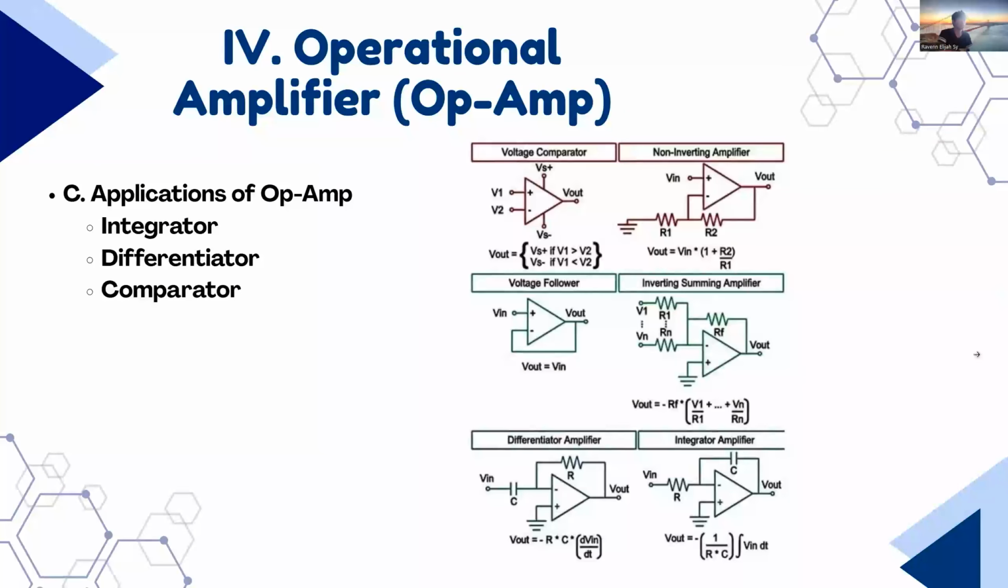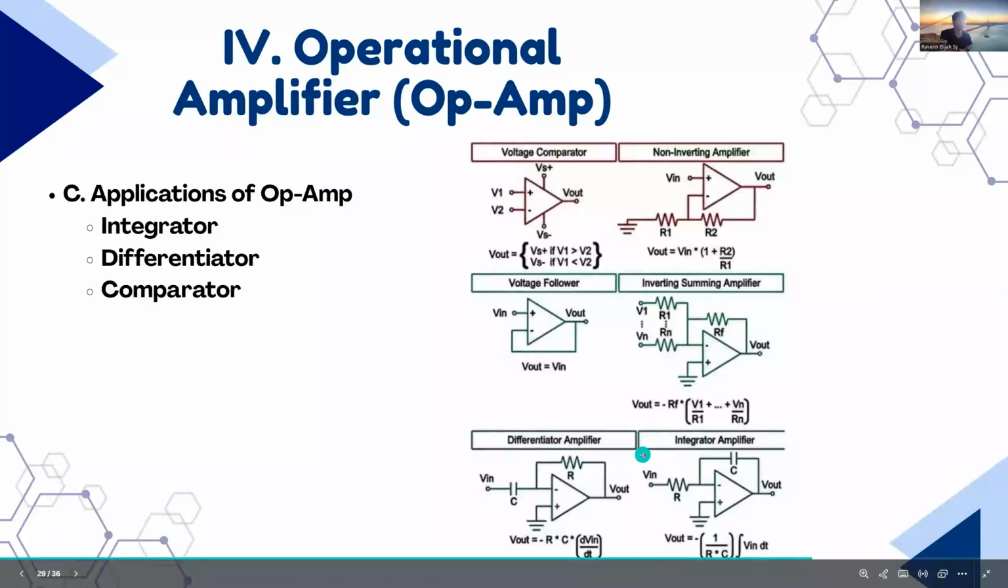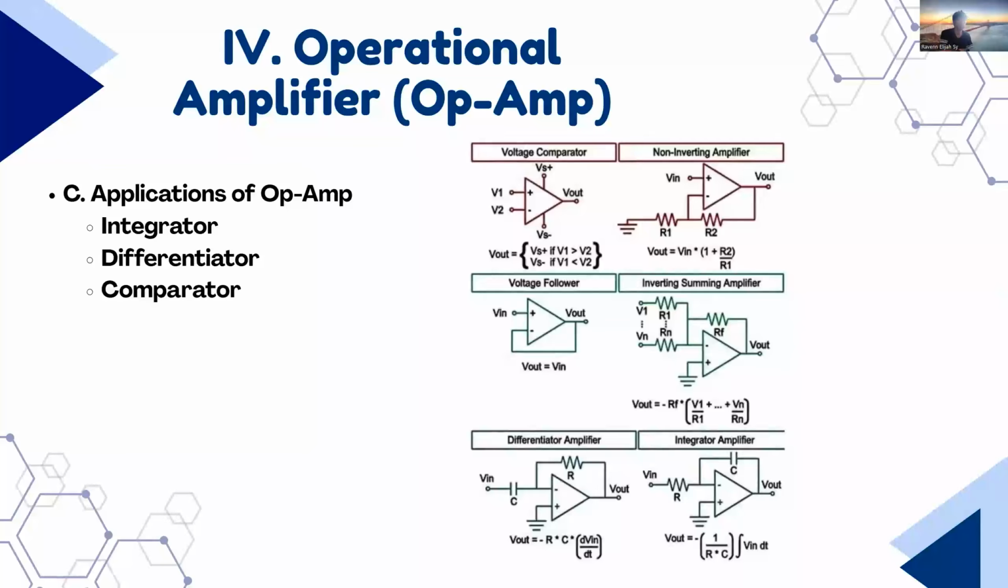Applications of op-amps. Beyond basic amplification, op-amps can perform mathematical calculus and signal processing. For the integrator, by replacing the feedback resistor with a capacitor, the output voltage becomes proportional to the integral of the input voltage over time. For example, a constant DC input produces a linear ramp voltage at the output.